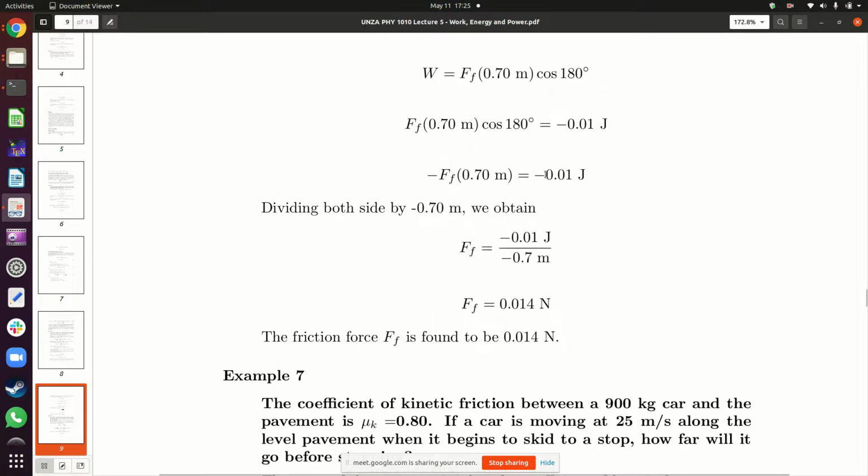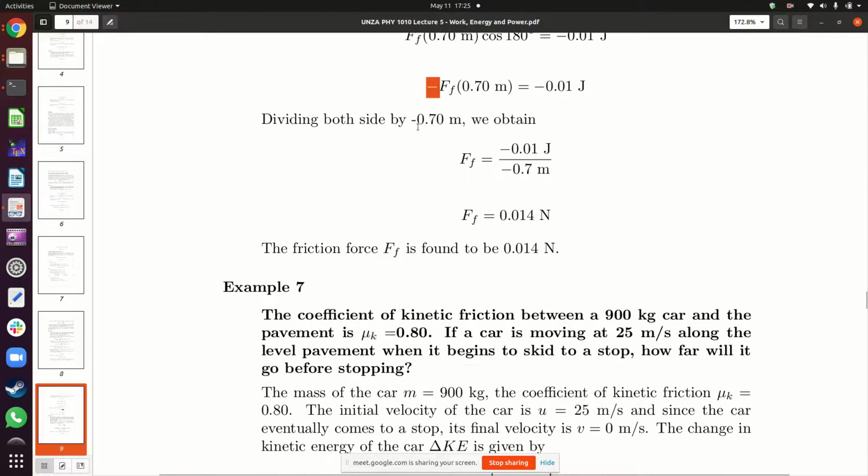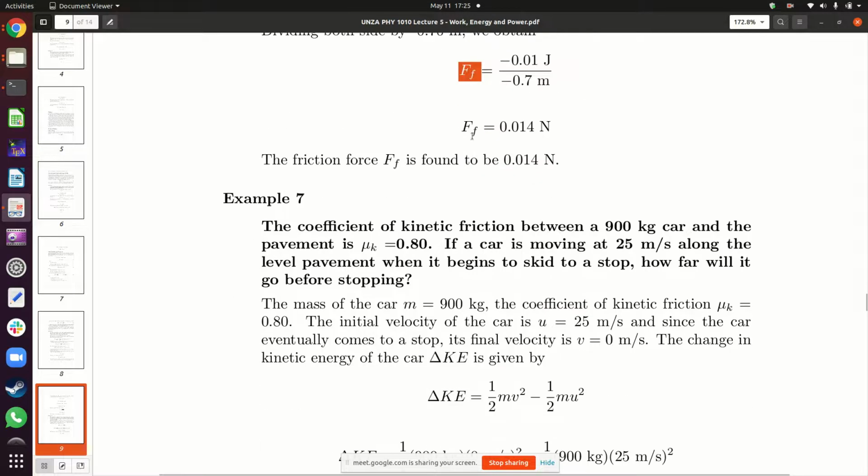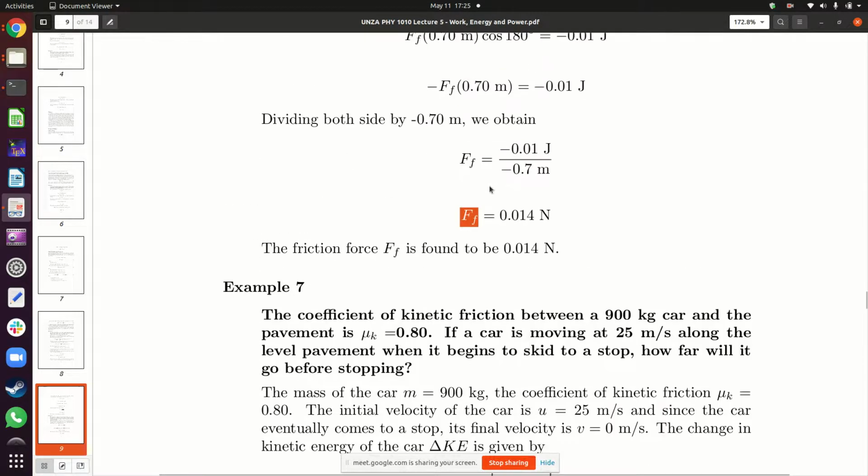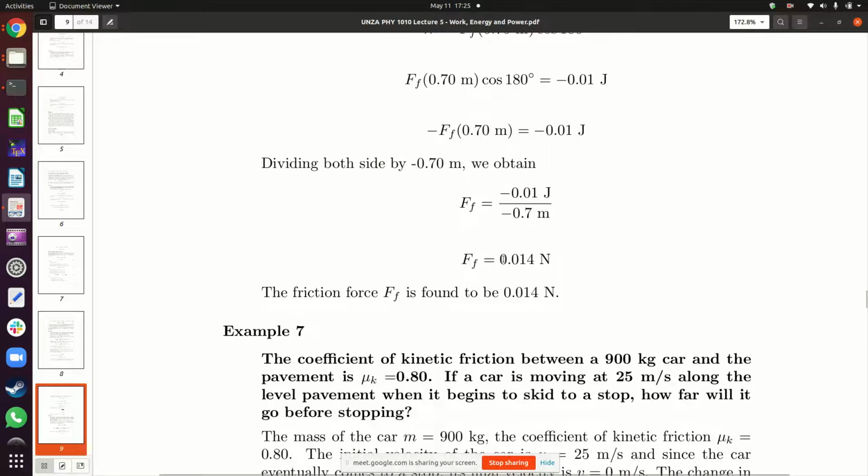There's a negative this side, and there's a negative that side, so those ones we cancel out. Then, of course, you divide by 0.7 on both sides. When you do that, this is what you end up with. The friction force is going to be equal to minus 0.01 joules over minus 0.7 meters, and this gives you a friction force which is equal to 0.014 newtons.